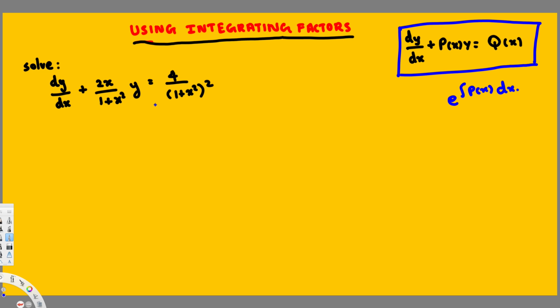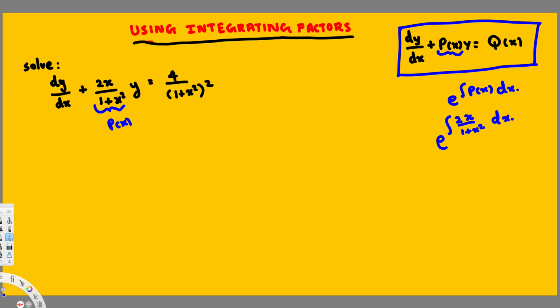In order to solve this, first of all we have to find the integrating factor. To find the integrating factor we use this formula, e power integral of p of x dx, and we know that p of x is whatever value we are multiplying with y. Here we are multiplying 2x over 1 plus x square with y, so this is our p of x. We have to integrate this to find the integrating factor. So we put e power integral of 2x over 1 plus x square dx.